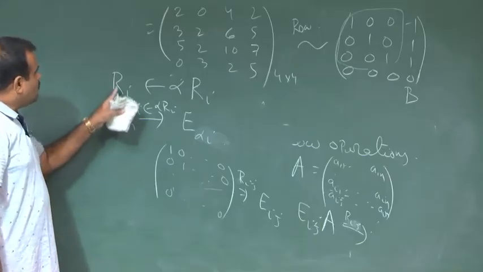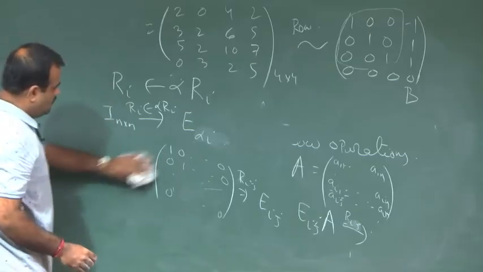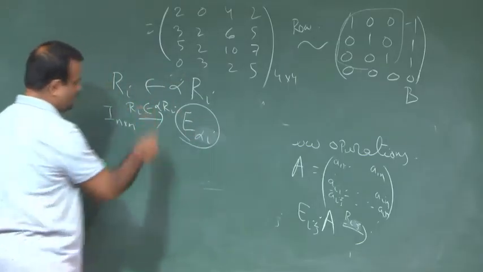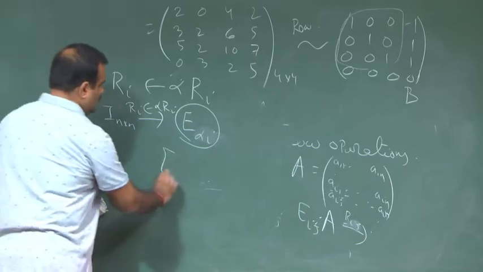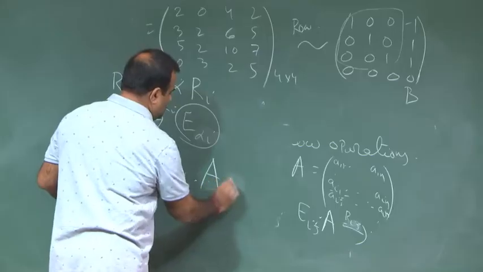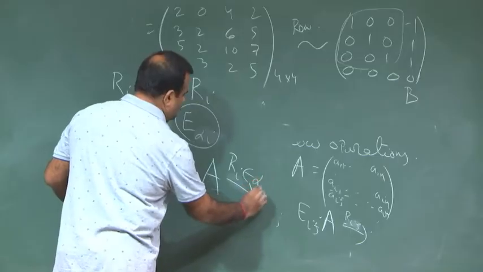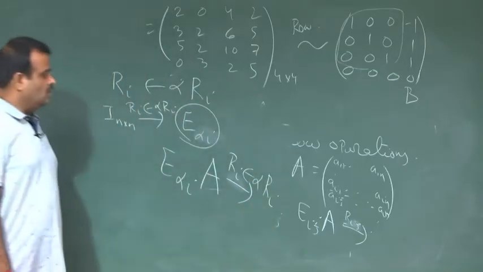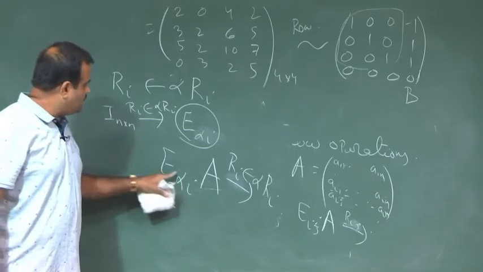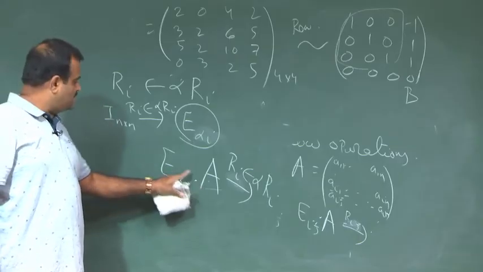Now, doing this operation on A is the same as multiplying A by this matrix, which is called the elementary matrix for the corresponding elementary operation. We just multiply this with A, and that gives us the operation R_i going to alpha R_i. So, doing an elementary row operation is nothing but multiplying the elementary matrix with the matrix A from the left.